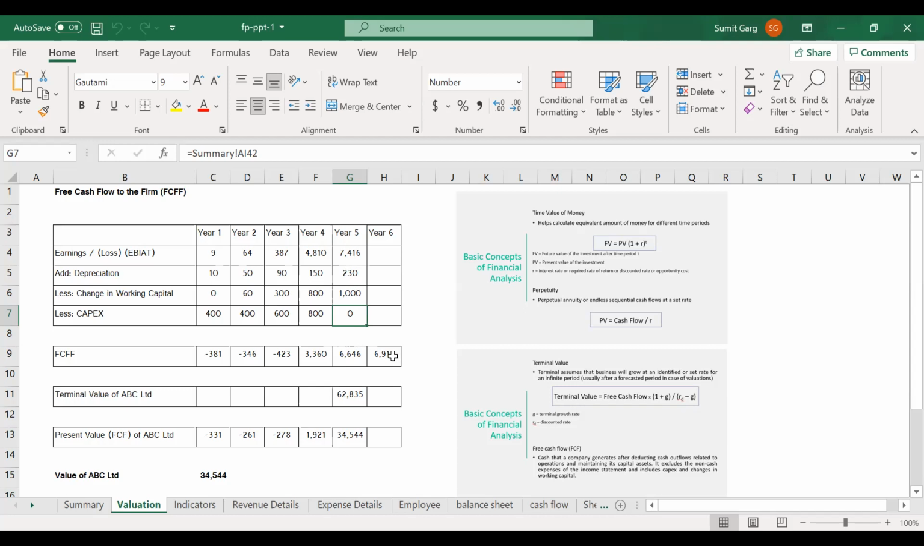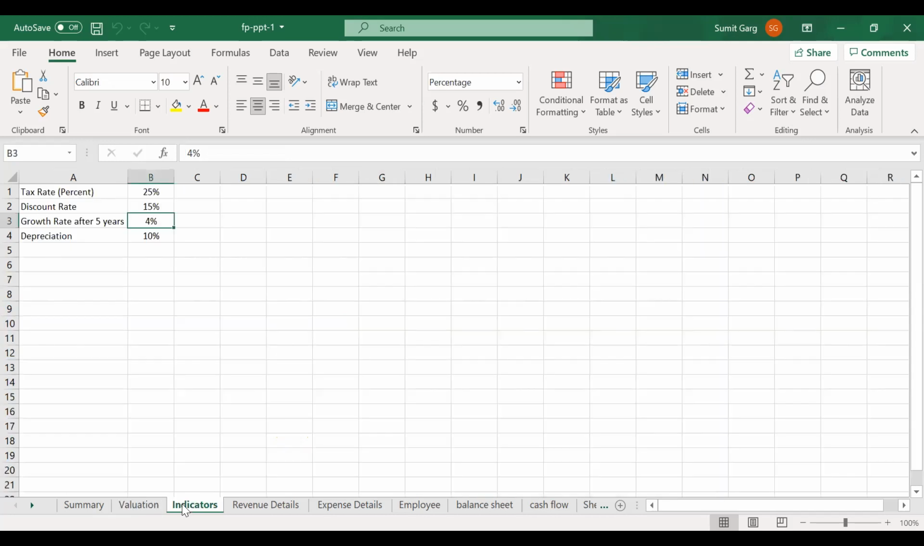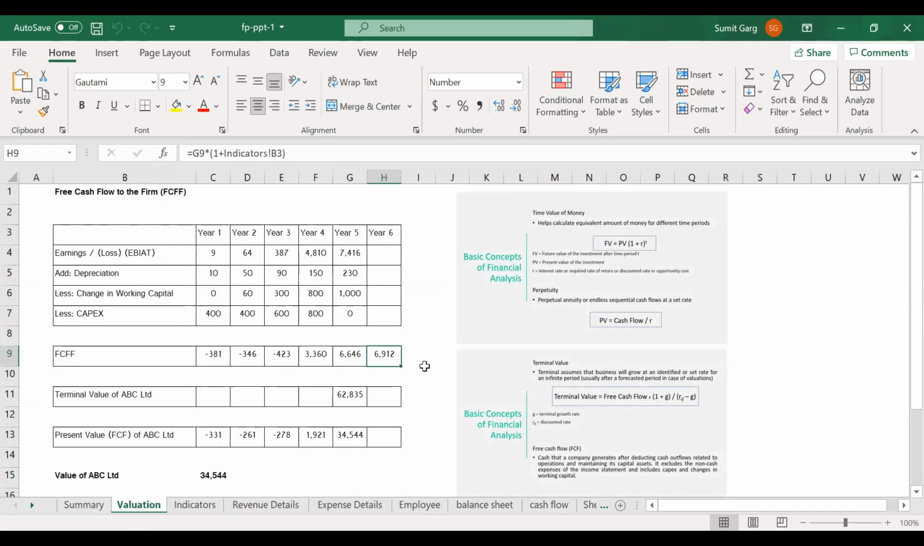Now, what is this particular figure? This particular figure, if you remember, is the value of business in terms of the terminal growth rate. As you would remember, we had the terminal growth rate of 4%. So we have calculated the subsequent year free cash flow figure using that particular growth rate. Now, once you have done that, you have to arrive at the terminal value of this particular firm in the year 5.